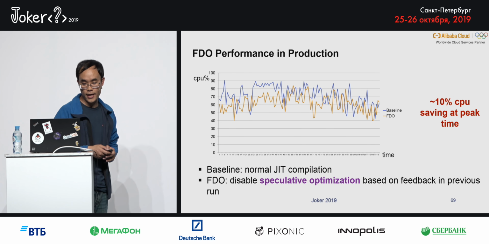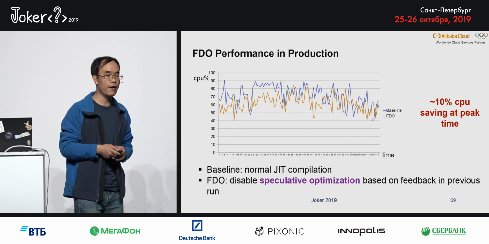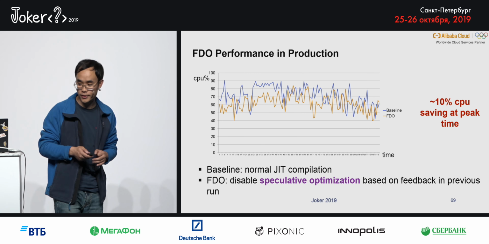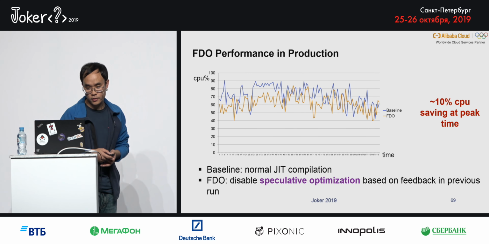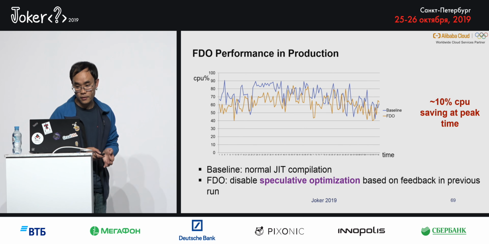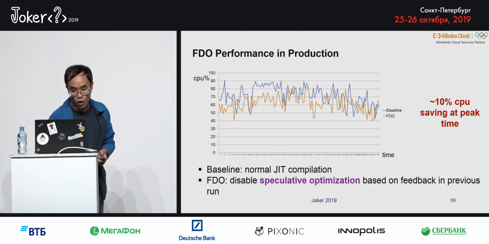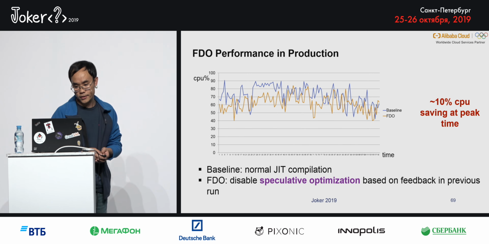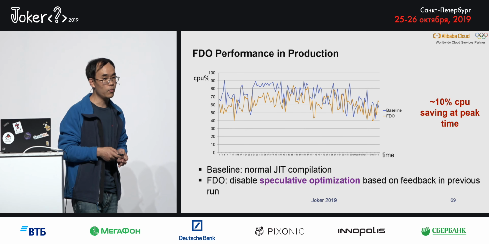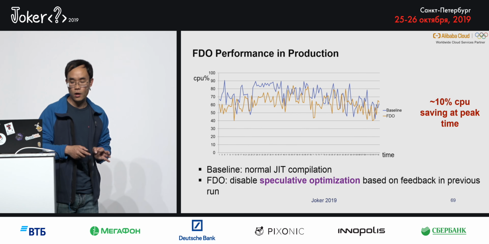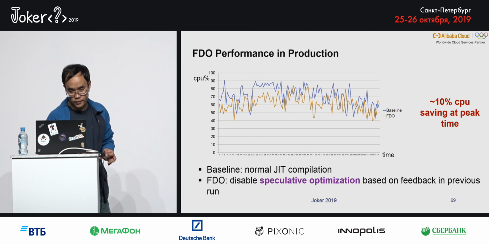So by using the FDO compilation policy, you can see these results. The blue line is normal Z compilation, the baseline. The orange line is with FDO enabled. With FDO enabled, you can see we can reduce CPU usage.